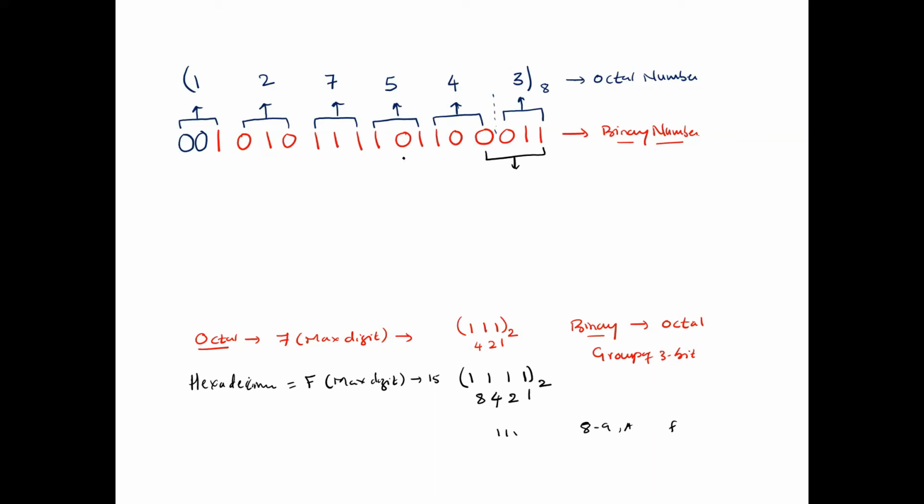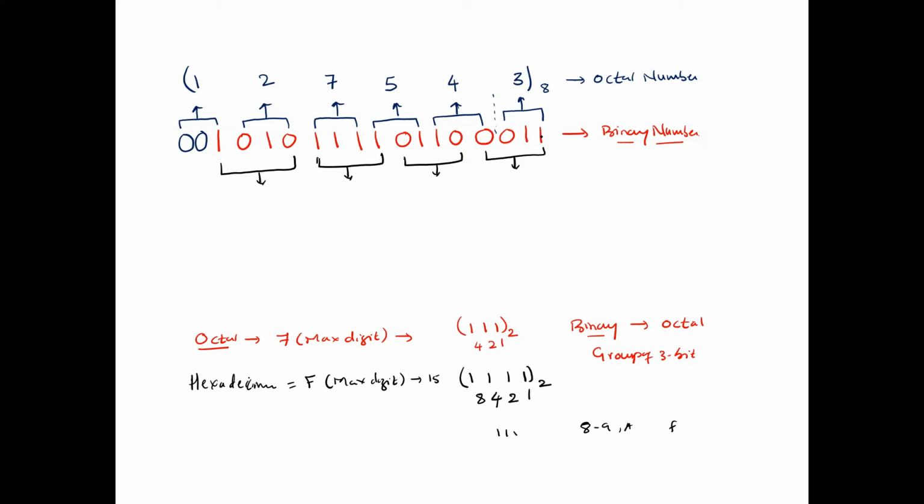Again, 1, 2, 3, 4, make a group. Again, 1, 2, 3, 4 from here to here. So we have another group to form. 1, 2, 3, 4. So for this, no padding is required, right? Now replace this number to its equivalent hexadecimal.